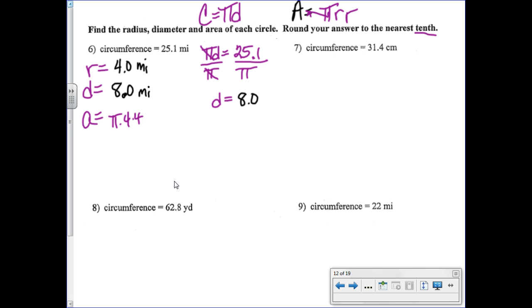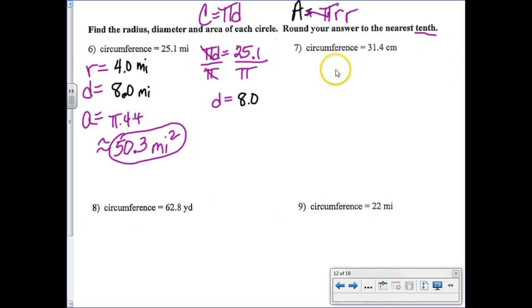and you should end up with around 50, well, I get around 50.26 or 27, and rounding to the nearest tenth would be around 50.3 or 50 and 3/10, and I get square miles. Area always has square units. Okay. All right, let's look at this next one.